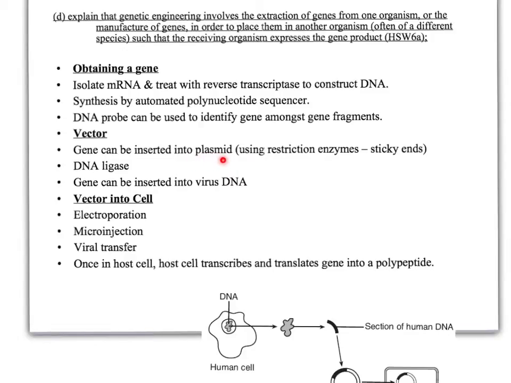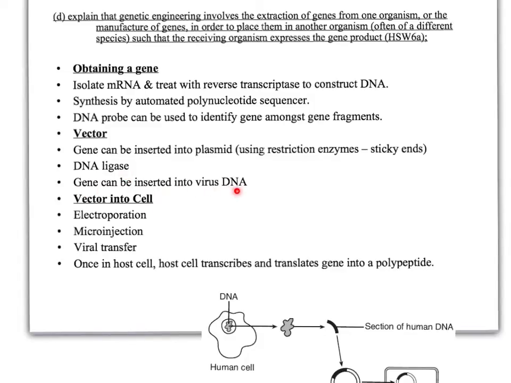Plasmids are naturally occurring loops of DNA that occur in bacterial cells, and what we do is we cut open the plasmid and insert our target gene into the plasmid, using these things called restriction enzymes, which I'll come and talk about later. We can then insert our gene into the vector, plasmid or vector, using another enzyme called DNA ligase, which knits together two bits of DNA.